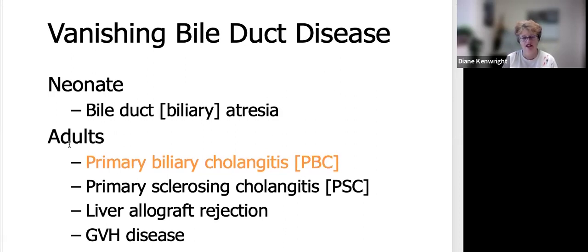In adults, stuff can make bile ducts disappear. What stuff can make bile ducts disappear? Well, the most common one is primary biliary cirrhosis. So this is another autoimmune disease of the liver, like autoimmune hepatitis. And then there's primary sclerosing cholangitis, which is a related complication of ulcerative colitis. And then there are some rare ones to do with lymphocytes attacking the ducts as part of rejection.